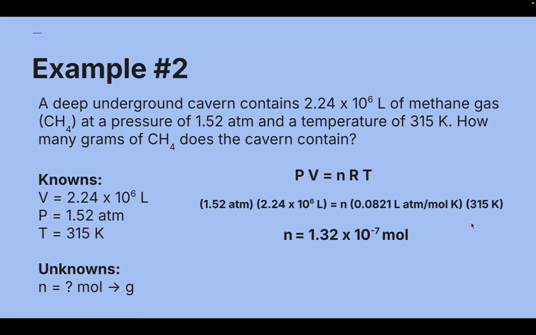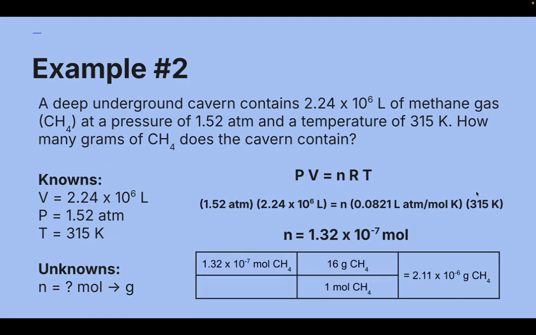But that's moles of CH4. I need to convert it into grams of CH4, so I'm going to set up a compound stoich problem here. Plug my moles of CH4 in the upper left-hand box, bring moles diagonal down. There's 16 grams in 1 mole of CH4, so I multiply these two to find that there's 2.11 times 10 to the negative 6 grams of methane in the cavern. Should probably be good because that is flammable.